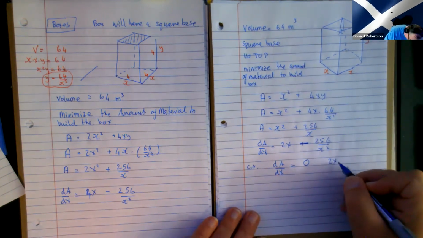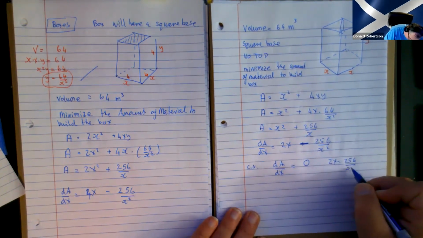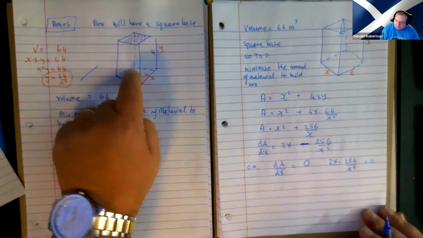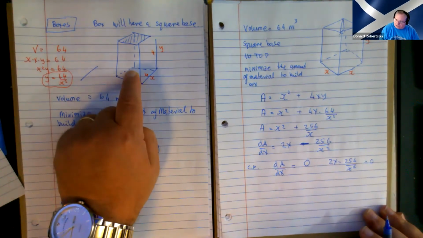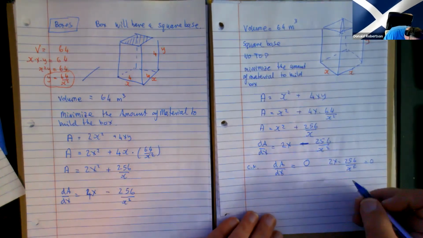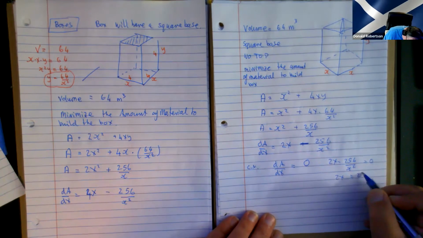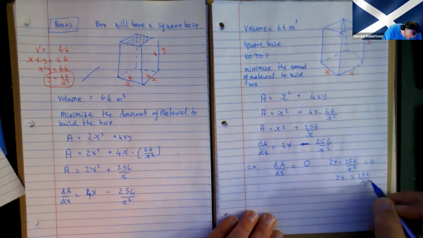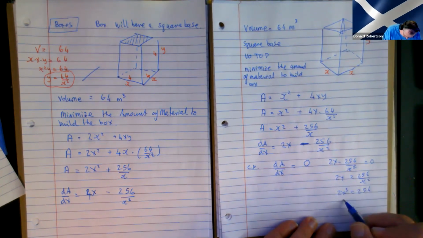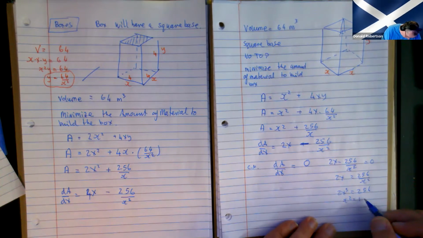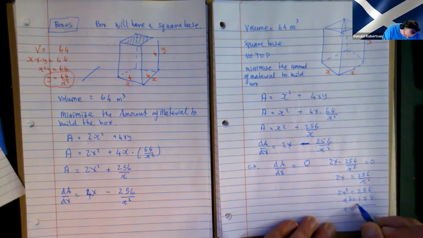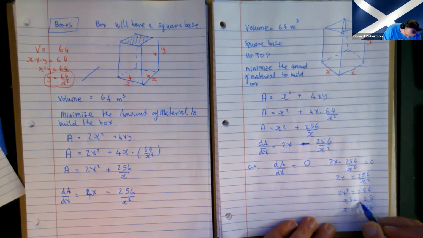So I'm trying to solve that. I'm not going to bother about x equals 0. It's the same reason as why you can't have x equals 0 here, right? X equals 0 makes the box disappear. So undefined isn't important. If you add 256x squared to both sides, cross multiply, divide by 2, and x is the cube root of 128.